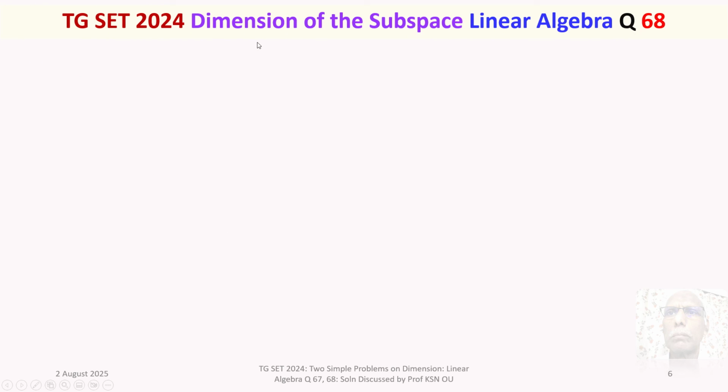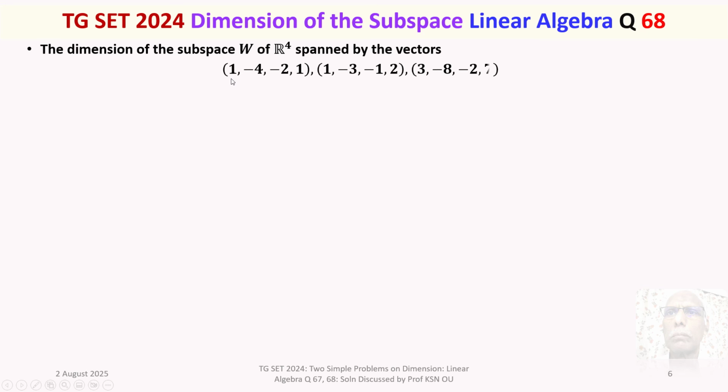It is related to the dimension of the subspace. The given question is: the dimension of the subspace W of R power 4 spanned by the vectors, the first vector, the 4-tuple 1, minus 4, minus 2, 1; the second vector 1, minus 3, minus 1, 2; the third vector 3, minus 8, minus 2, 7, is, we are given four options. We have to find the dimension of the subspace spanned by these three vectors.